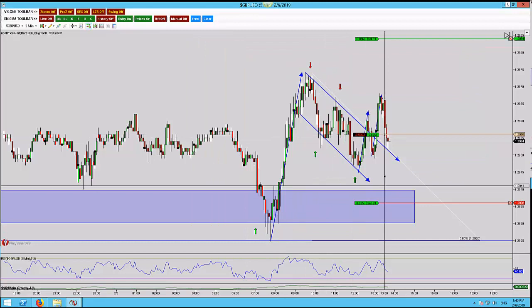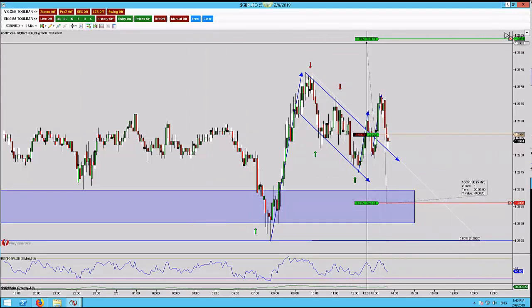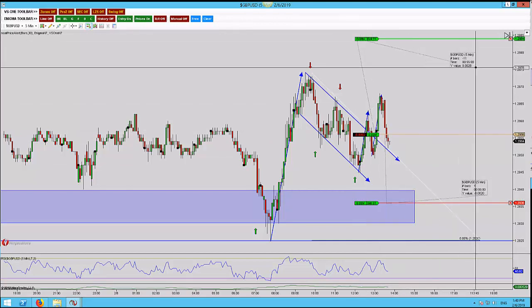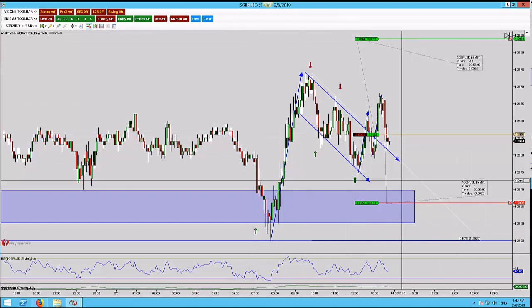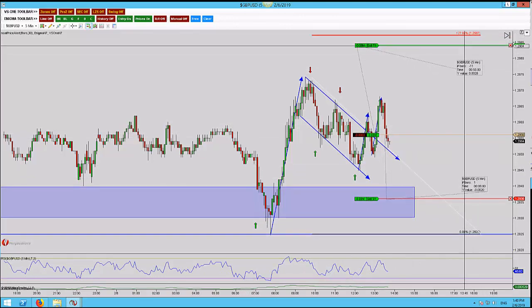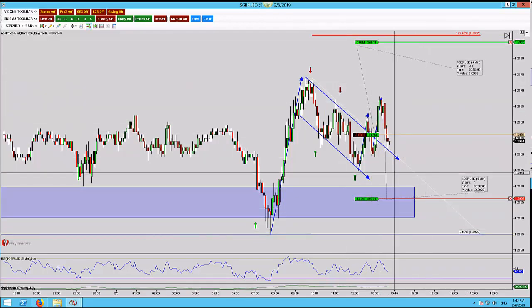Okay. So in terms of risk, 20. In terms of reward, 128. Where's that 127 fib gone? There it is. Okay, I need to be a pip above that. Okay, so probably 29 pips of reward there.